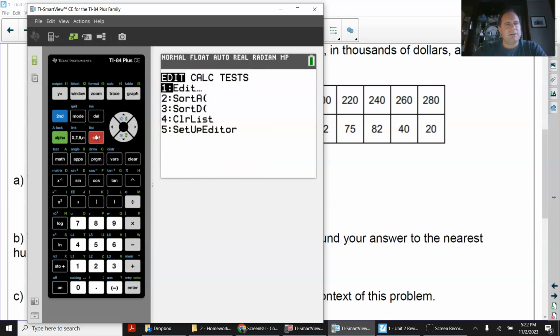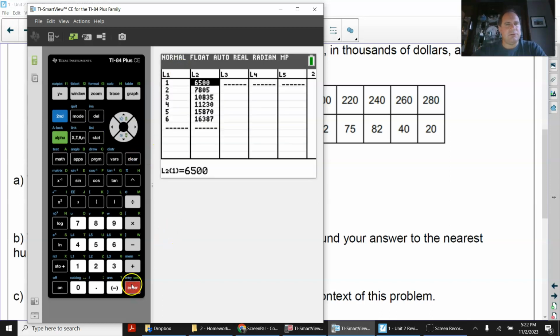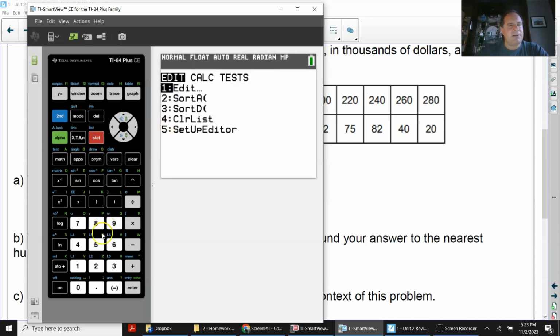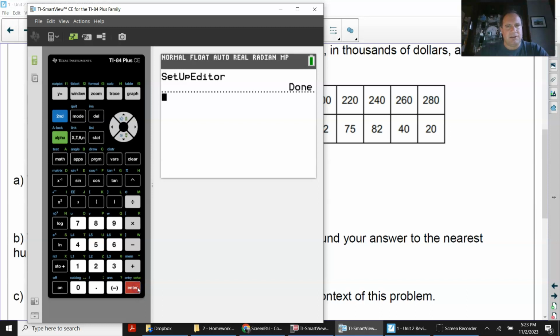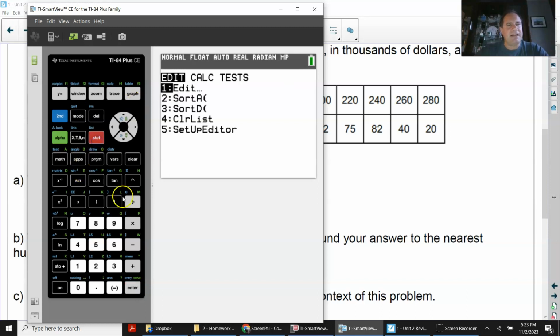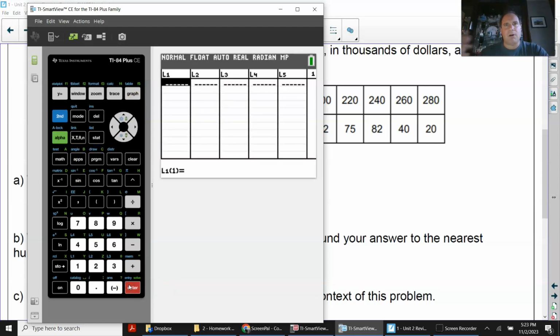Then you go stat, and then edit. So you look at your list. If there are numbers there, you go up to L2, press clear, and then enter. Then go up to L1, press clear, then enter, and you'll clear those lists. If you delete a list, you press stat and you go to setup editor, which is 5, and then you press enter. Then once you go back to stat, you'll have L1 and L2 there again.